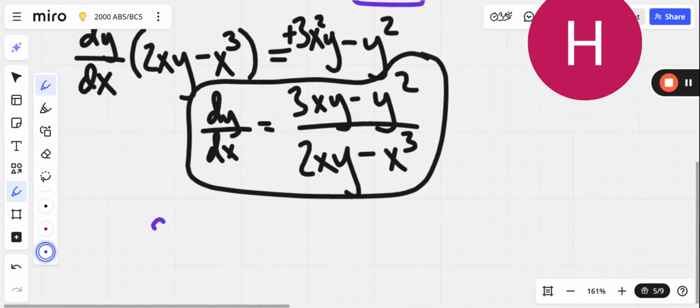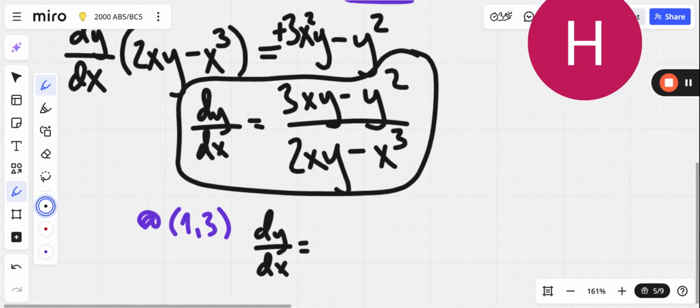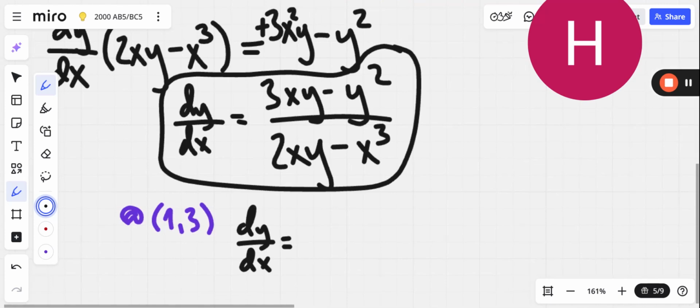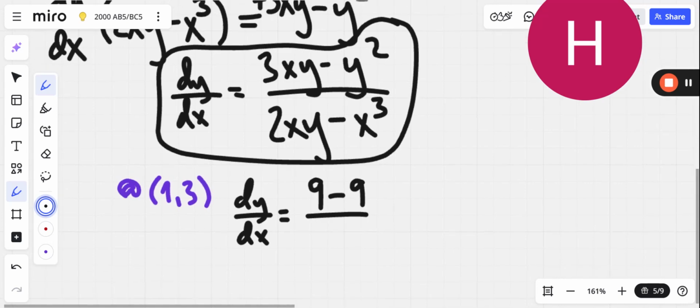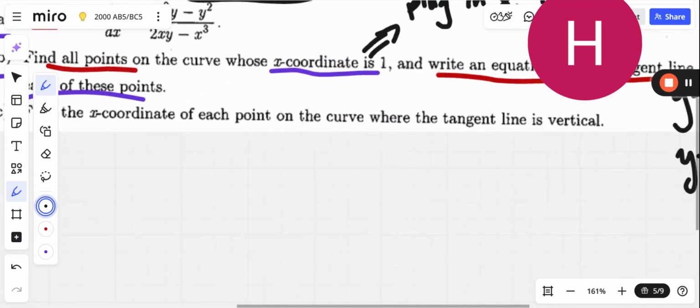So we can say at 1, 3, the slope m, or dy dx, is equal to 3 times 1 times 3 minus 3 squared. So that's a 0. Let's make sure the denominator is not also 0. 2 times 1 times 3, which is 6, minus 2 cubed. So the slope at the point 1, 3 is 0.